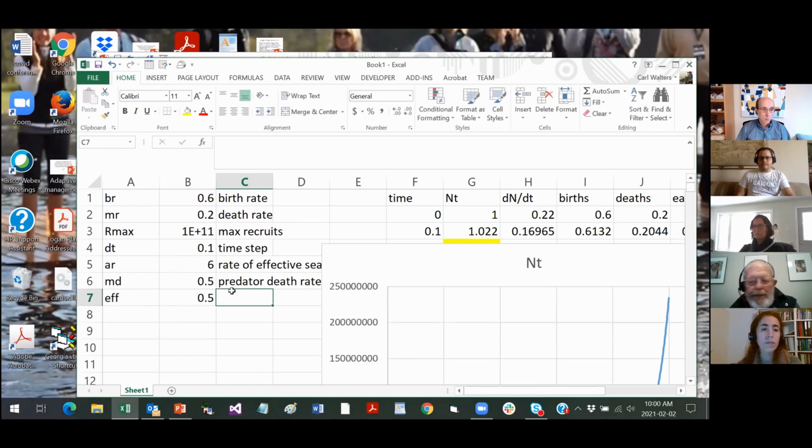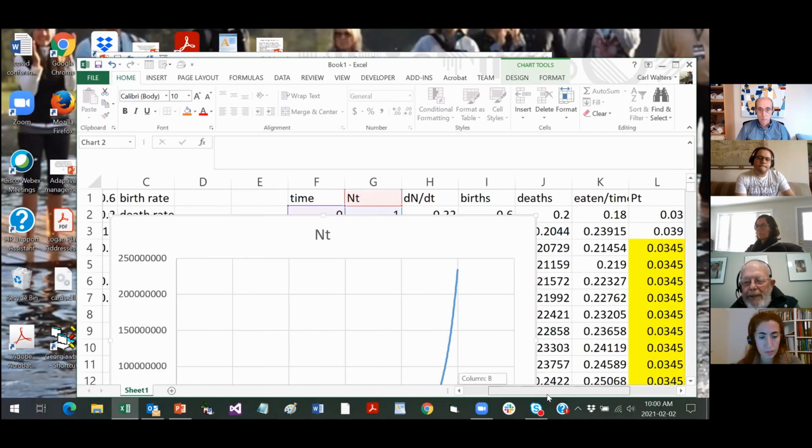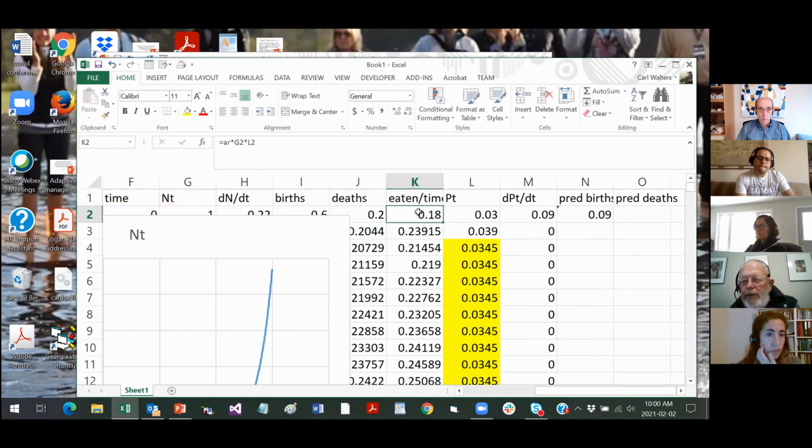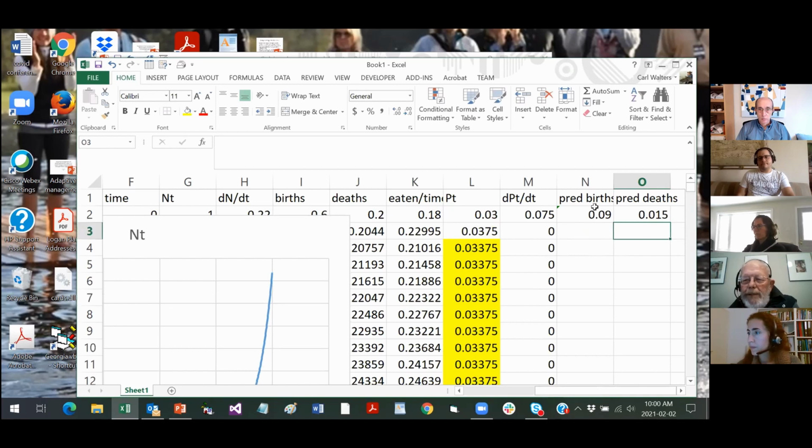So this is the predator food conversion efficiency, the proportion, how many births they produce per unit of food that they eat. And predator deaths, I'm just going to set that equal to MD, the predator death rate, times the predator numbers. Simple density independent predator deaths.